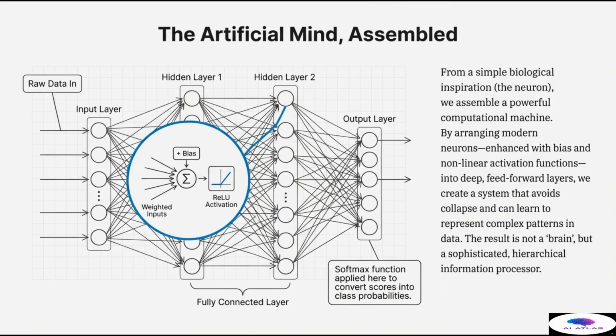Finally, the signal reaches the output layer, where the softmax function is applied to convert the raw scores into meaningful class probabilities. The result is not a brain in the biological sense, but a highly sophisticated, hierarchical information processor. This architecture, the deep, feed-forward neural network, is the foundation of nearly all modern machine learning successes, proving that powerful intelligence can emerge from the organized assembly of simple, nonlinear mathematical building blocks.